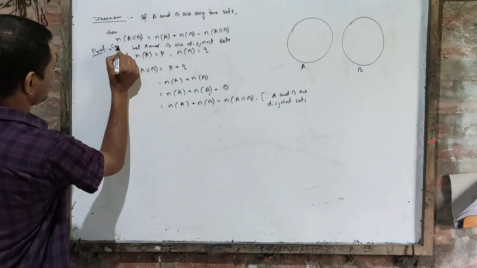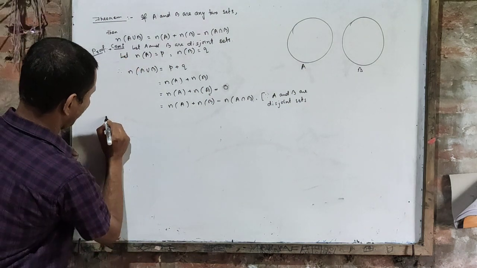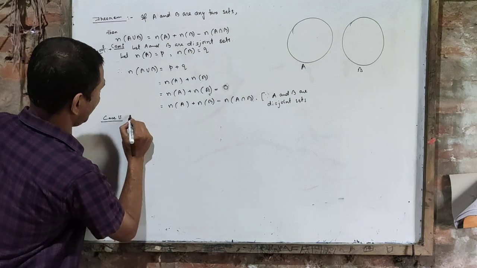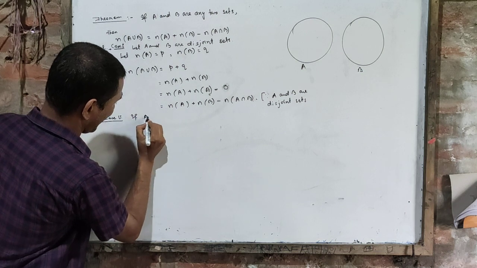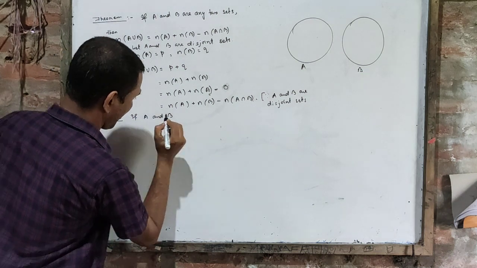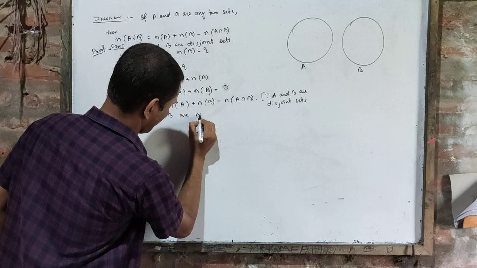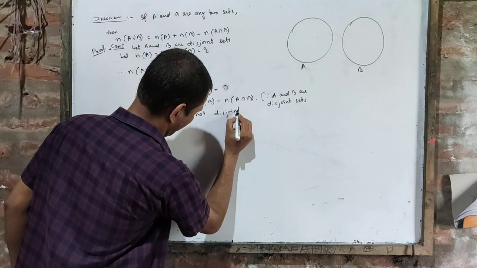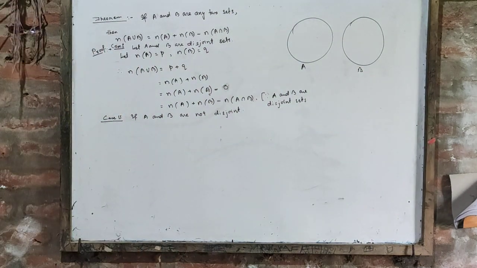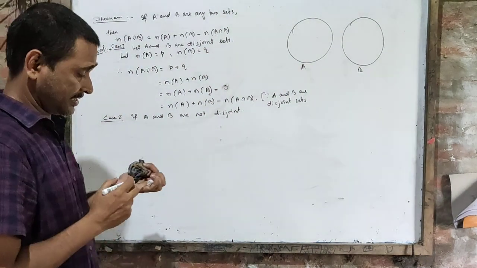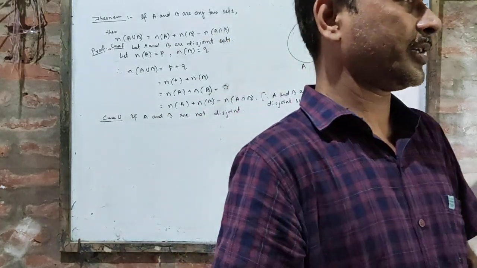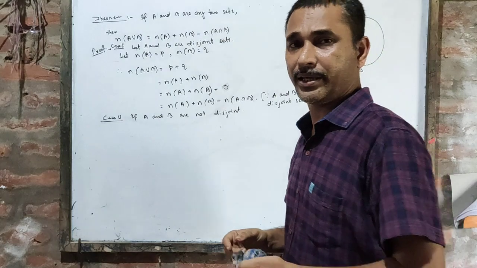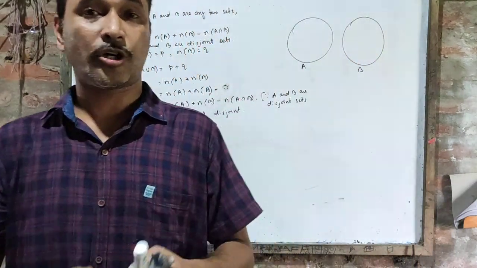This is our case 1 usually. Case 1. Now case 2. If A and B are not disjoint, A and B are not disjoint. Okay? So, since A and B are not disjoint, there must be some number of elements common to both A and B. That means A intersection B is not empty.